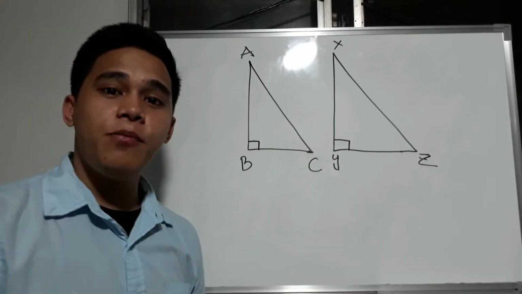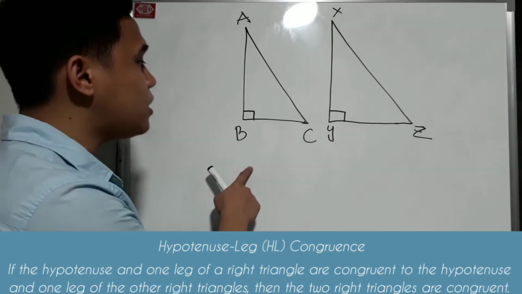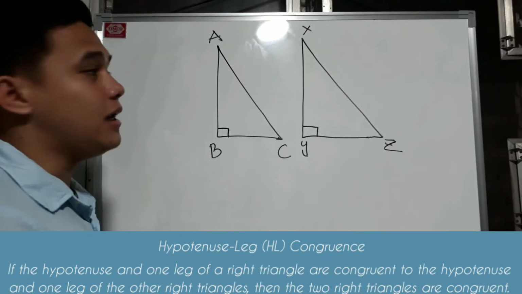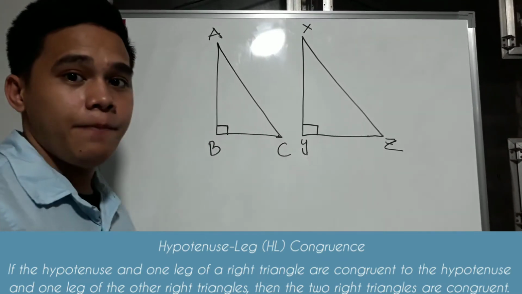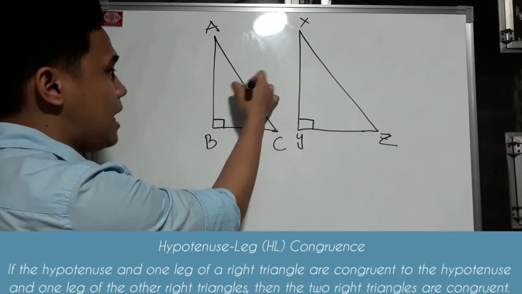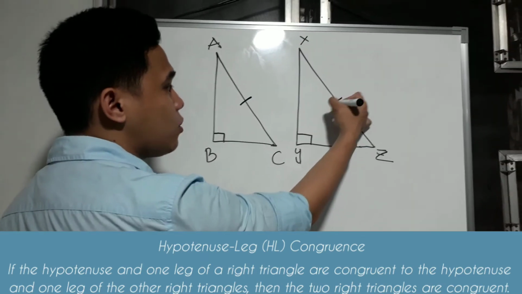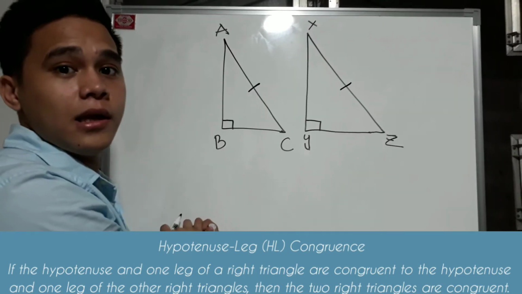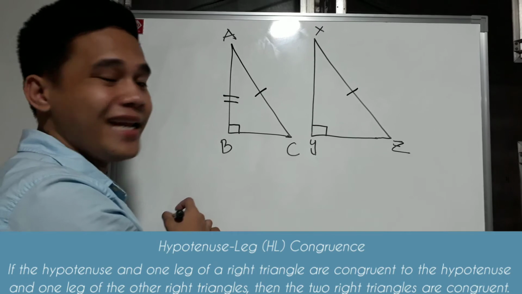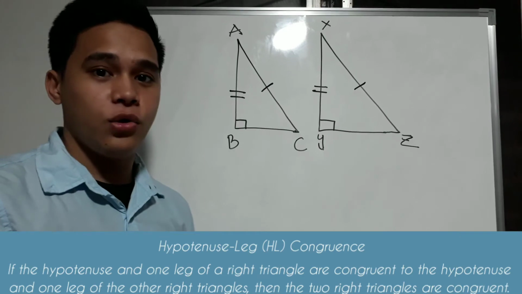Okay? So, this postulate states that if we have two right triangles, let's say the first triangle is triangle ABC, and the second triangle is the triangle XYZ. Now, if the hypotenuse of this first triangle, which is AC, is congruent to the hypotenuse of the second right triangle, which is XY, and one of its legs, let's say AB, is congruent to one of the legs of the second right triangle, which is the XY, then these two triangles are congruent.